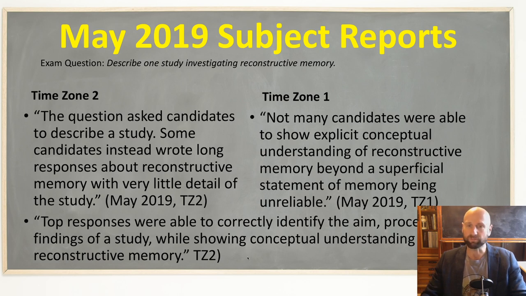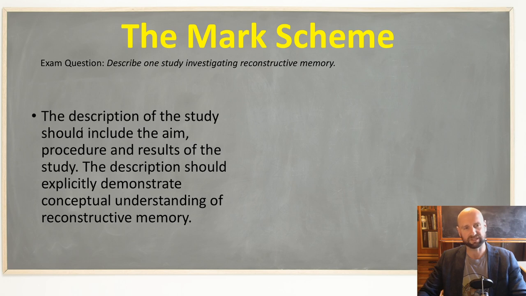That's a tough ask, but the bottom line here is that you need to be able to show both things, knowledge of the study and knowledge of the topic, even though this question doesn't really lend itself to showing students that they have to talk about reconstructive memory in detail. Again, why use those 7 steps? So the mark scheme also says the description of the study should include the aim, procedure, and results of the study. The description should explicitly demonstrate conceptual understanding of reconstructive memory. Now, I would argue that it's very difficult to do that in the aims, methods, and results of a study. You need a separate explanation, i.e. a central argument. But regardless, that's what the mark scheme said.